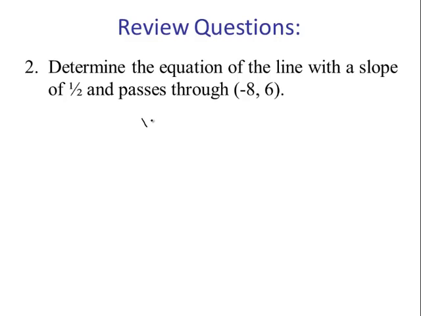6. Again, let's start with y equals mx plus b, or we could use point slope form here. I'm going to use slope-intercept. I know that the slope is 1/2. So now all I have to do is calculate b. I'm going to use this point to calculate b. This is my x coordinate, this is my y. So y is 6. The x coordinate is negative 8. And b is my variable.